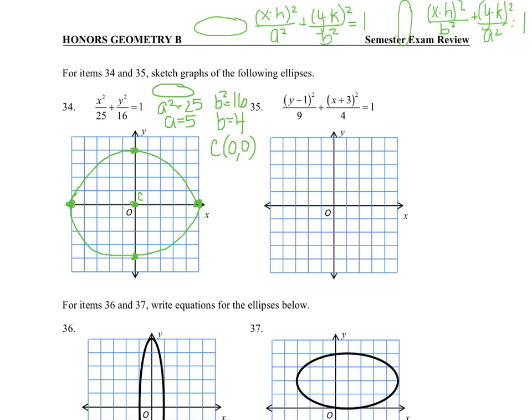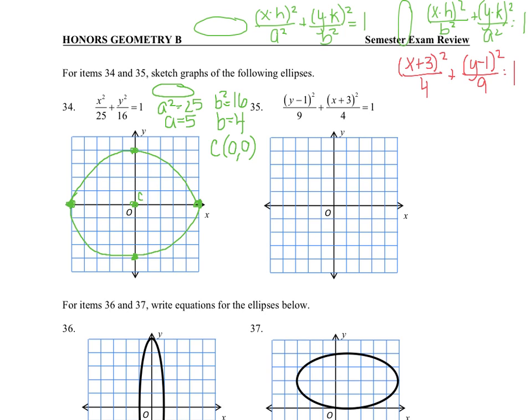For 35, (y minus 1) squared over 9 plus (x plus 3) squared over 4 equals 1. I don't really like looking at ellipses with the y first. I think that's more of a hyperbola thing. So because addition falls under the commutative property, I'm just going to rewrite this as (x plus 3) squared over 4 plus (y minus 1) squared over 9 equals 1.